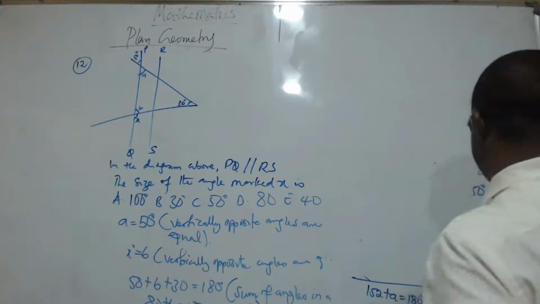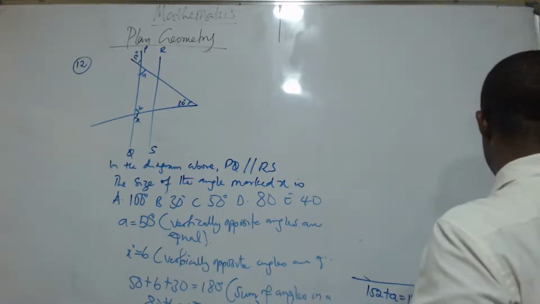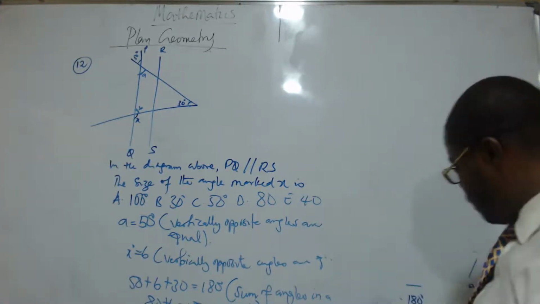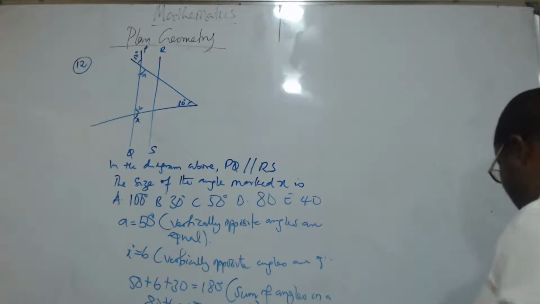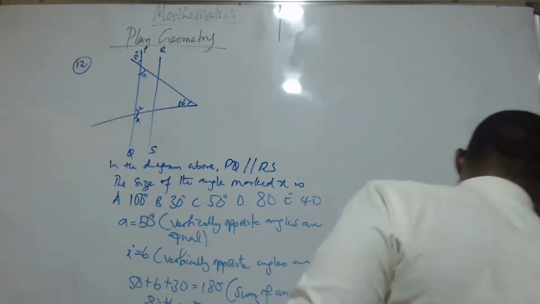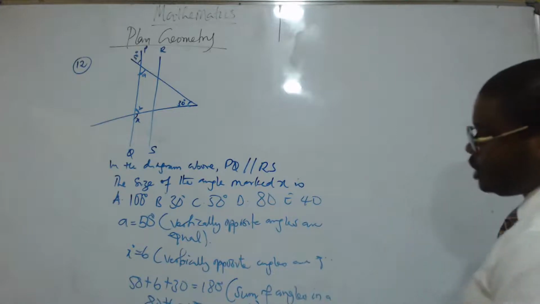We only use B to get the value for X. And if you solve there, you choose that answer, 100, because it's in the option. Your answer is wrong.